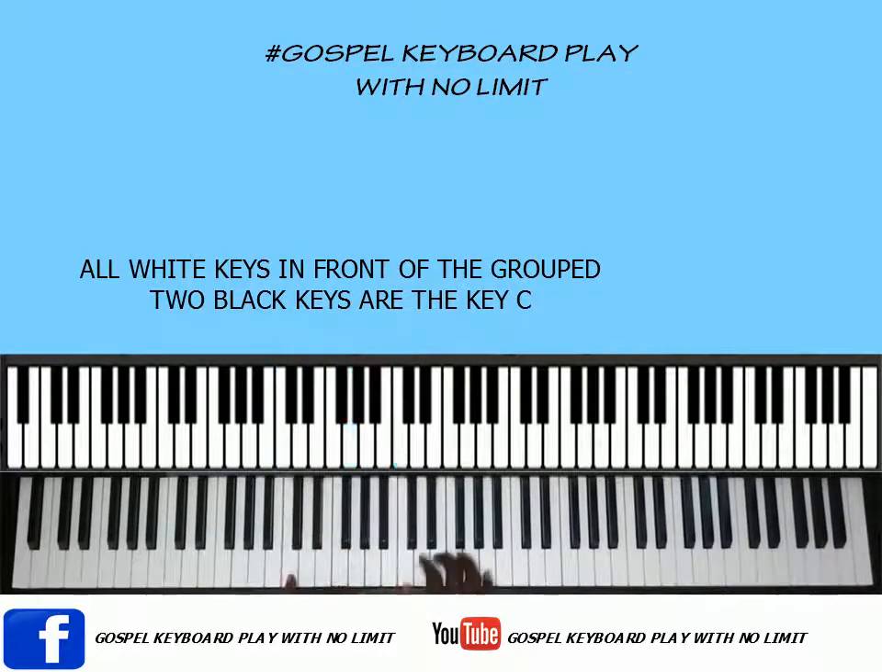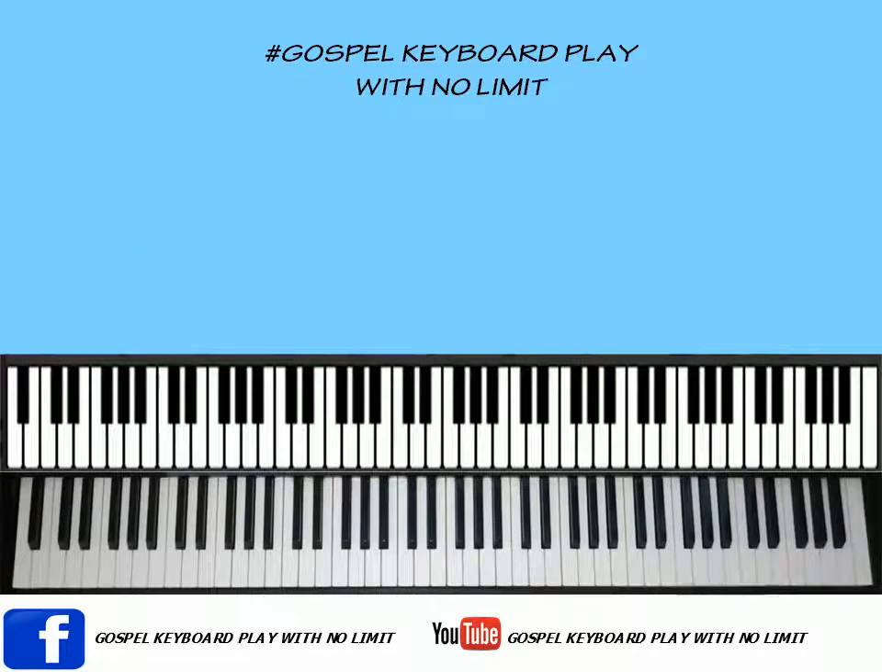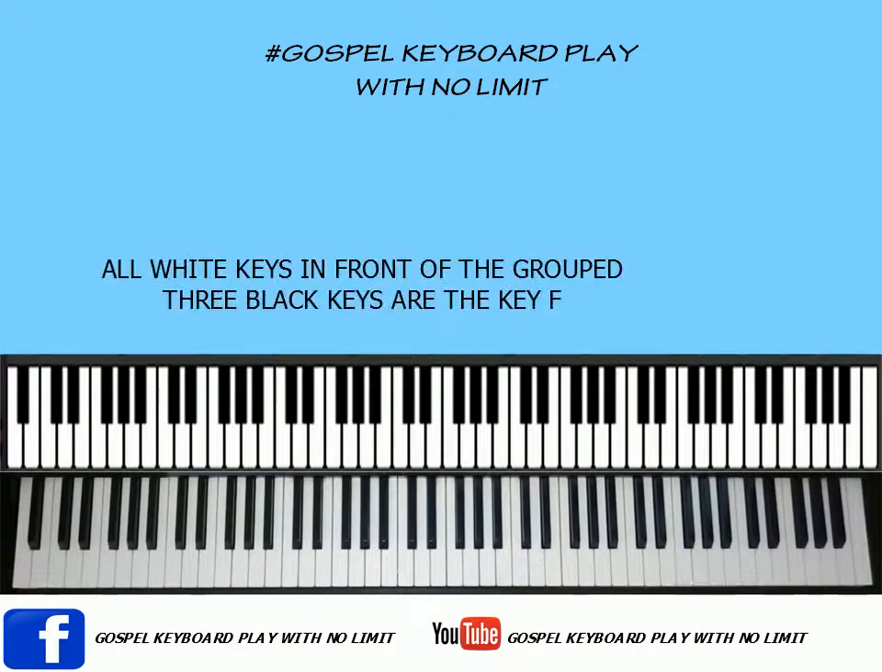This is C, this is C, this is C. Okay, all right. And then another one that we can easily identify is key F, and F is the white key in front of the 3 black keys. So this is the 3 black keys, and the white key in front of it is F. Whatever white key is in front of the arranged 3 black keys is F.